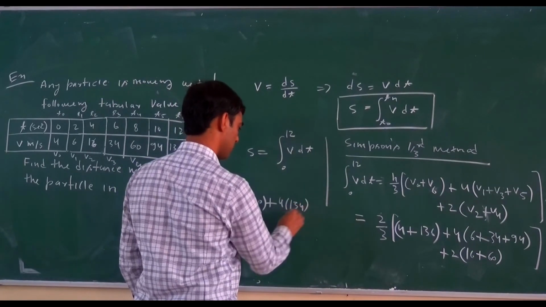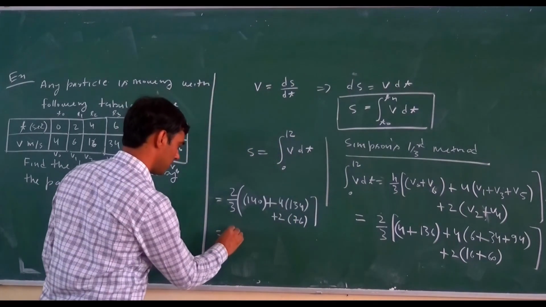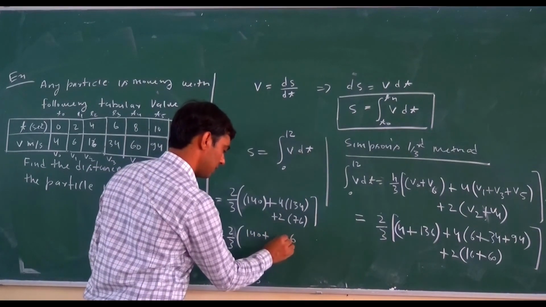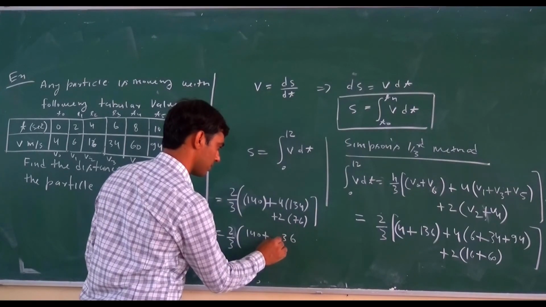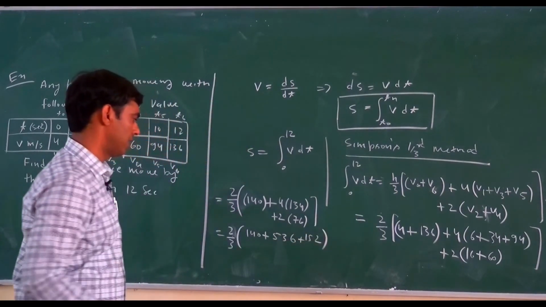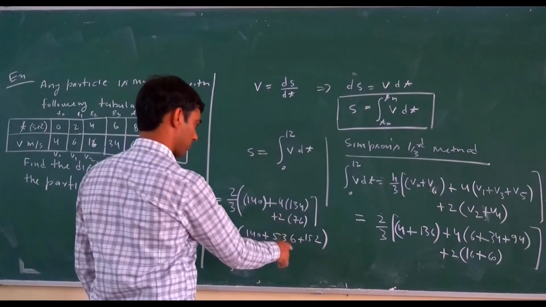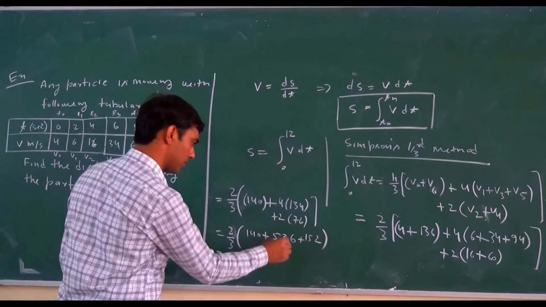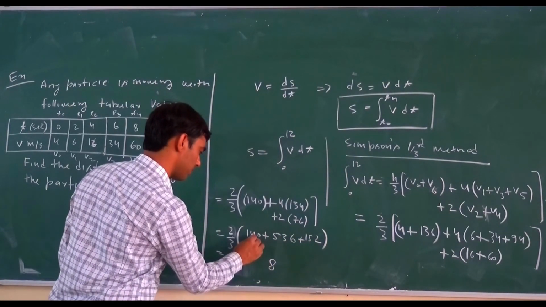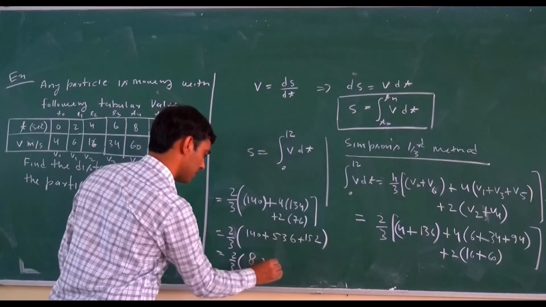4 times of 134 plus 2 times of 76. So if we simplify this, 2 by 3 times 140 plus 536 plus 152, and after simplification of this, 2 by 3 of 828.